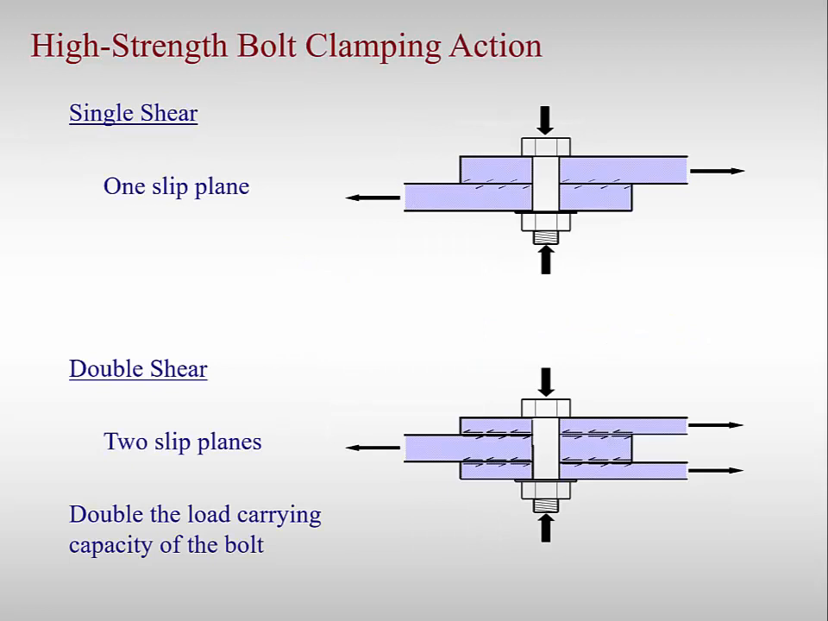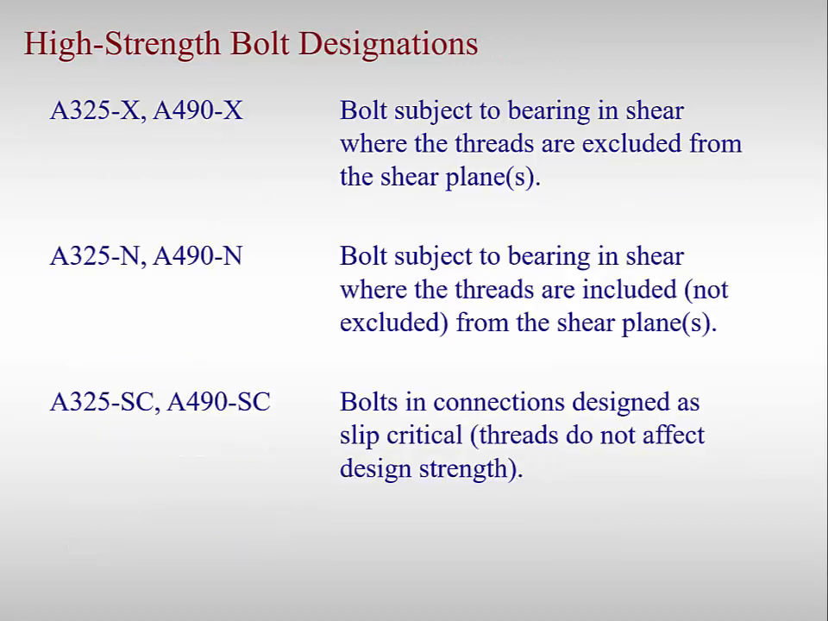When the connection is designed as slip critical and the bolts have been properly tightened and preloaded, the load transfers not by bearing, but rather by friction between the faying surfaces. You can have either single or double shear slip critical connections. As with bearing type connections, the double shear has double the strength of single shear. For the two types of high-strength bolts, you have three possible load conditions in shear.